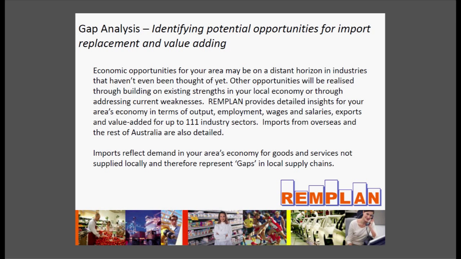Now, in terms of an economic development strategy, I suppose you should always be looking at those emerging opportunities, things that are on the horizon, distant horizon. But we always argue that you should also look at your existing strengths. What do you currently have, and what kind of demand are those industries generating in terms of those requirements for intermediate inputs, those goods and services?